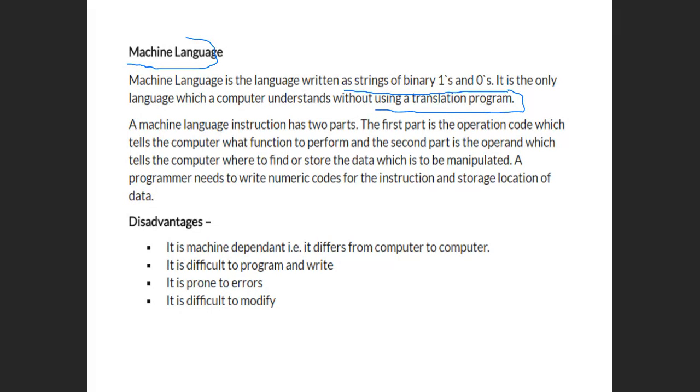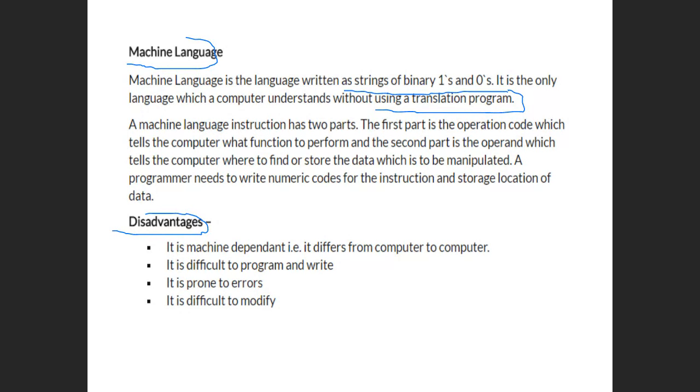So what is the disadvantage here? Because it depends on the machine, it is machine dependent. It differs from computer to computer, microprocessor to microprocessor. What the 8086 microprocessor supports may not be supported by the Core i7 or Core i5. So definitely it is machine dependent.